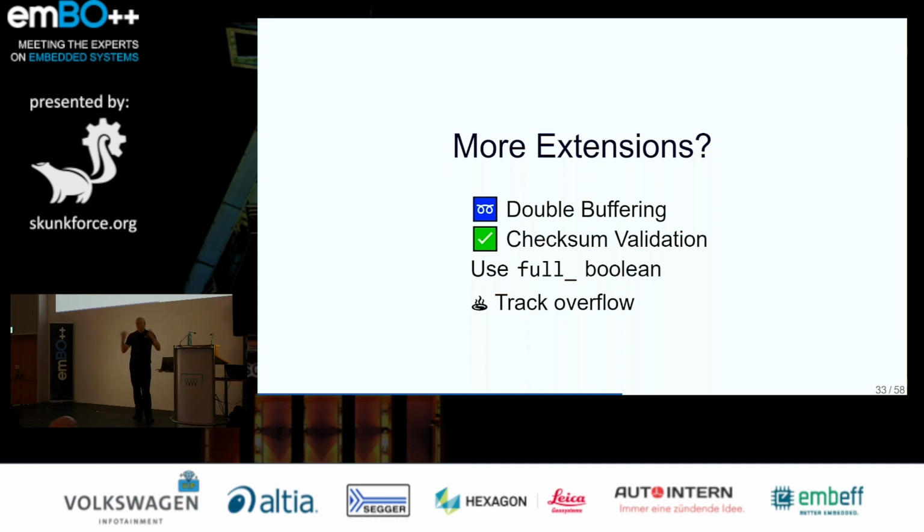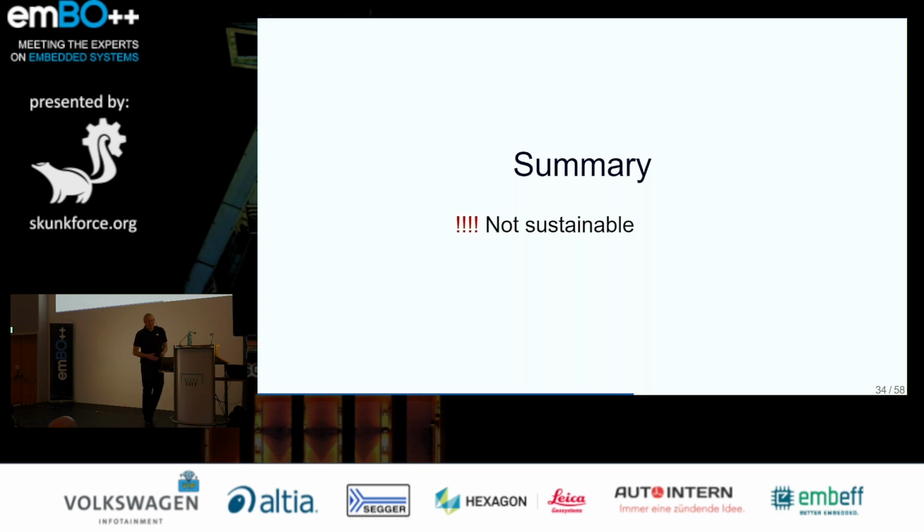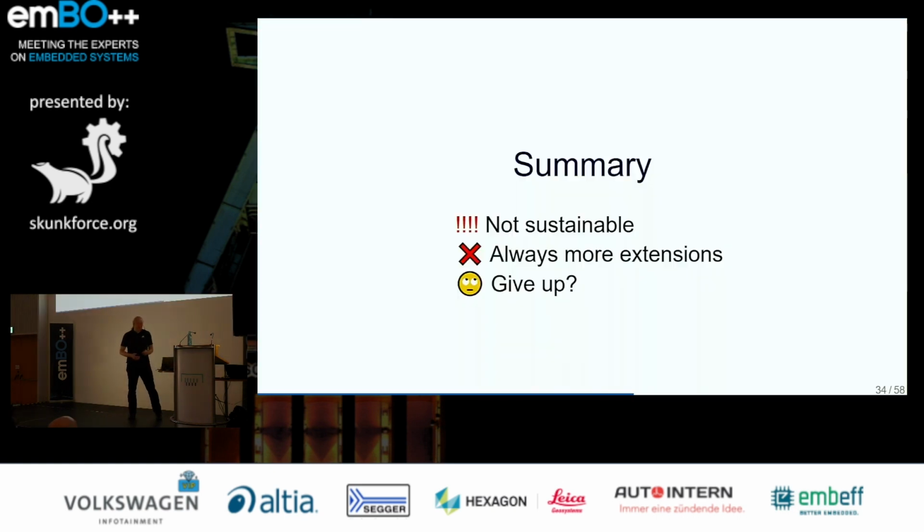And then maybe you can come up with many more extensions for the ring buffer. But yeah, that is not sustainable, adding features to the same class all over again. There are always more extensions you can add. So what will you do? Do we give up, or change our project, or get a new employee, or whatever?